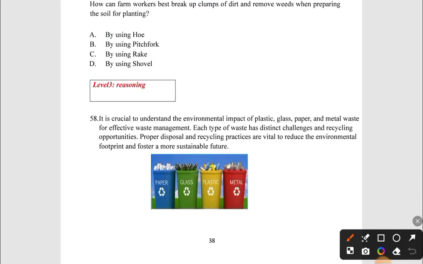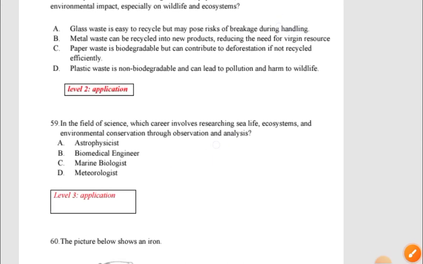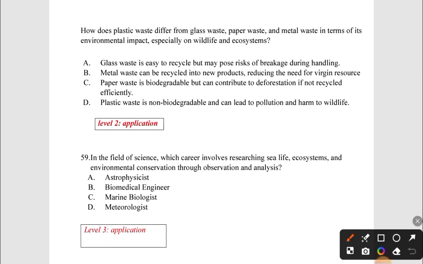58. It is crucial to understand the environmental impact of plastic, glass, paper, and metal waste for effective waste management. Each type of waste has distinct challenges and recycling opportunities. Proper disposal and recycling practices are vital to reduce the environmental footprint and foster a more sustainable future. How does plastic waste differ from glass waste, paper waste, and metal waste in terms of its environmental impact, especially on wildlife and ecosystem?